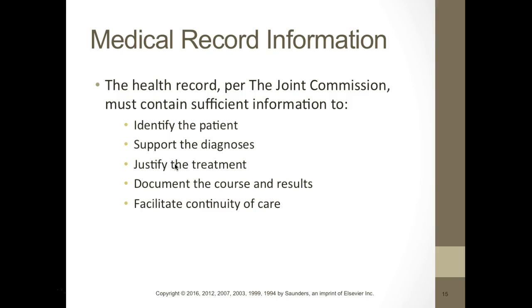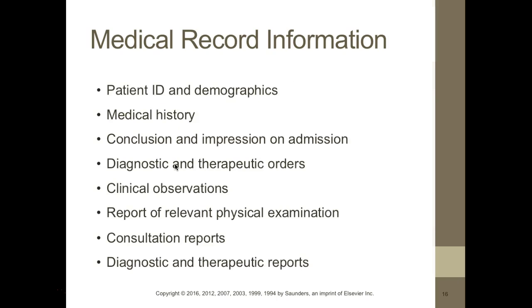All right, so medical record information. The health record per the Joint Commission, so it's a little bit streamlined for you, must contain sufficient information for identifying the patient, supporting the diagnosis, justifying the treatment, documenting the course and the results, and facilitating continuing care. So those are big topics. That's what they're looking for when they're going through the charting.